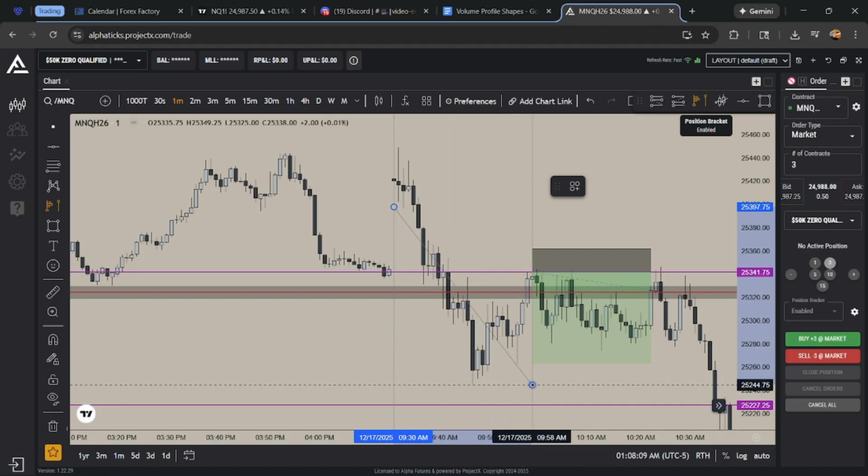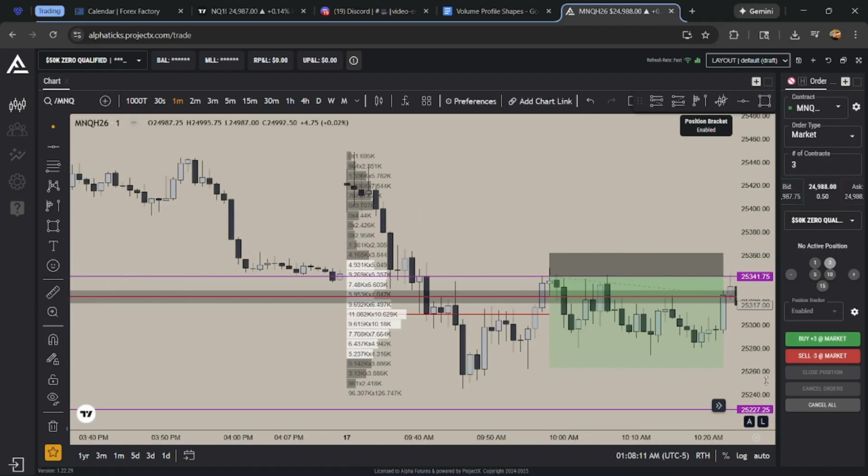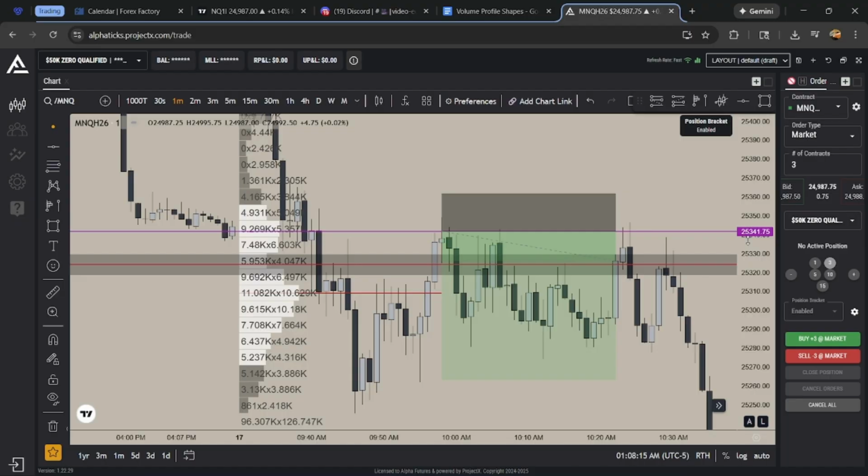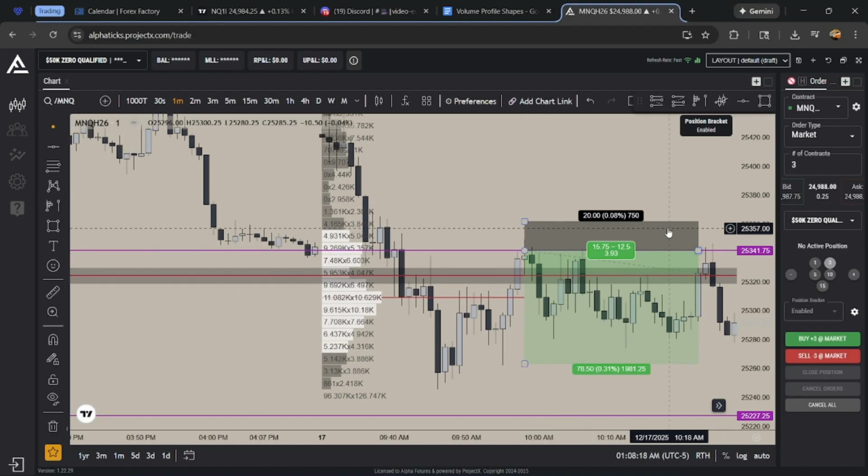We pull it from here, we retest. What do we have right here? Value area high. Well, what are we looking for price to do? We're looking for price to give us 2 or more confluences before we take an entry.